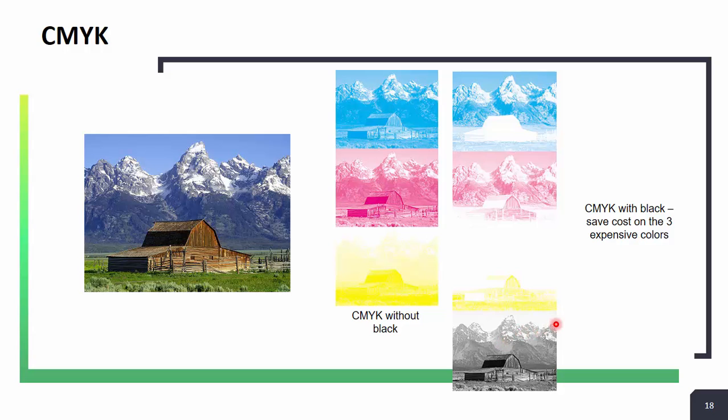So this is how we save the cost of printing with toner or ink. The total cost of this one is less than the total cost of this one, even though this one has extra black toner. But black toner is a lot cheaper, so the total cost is less.